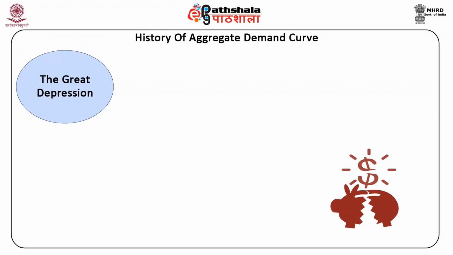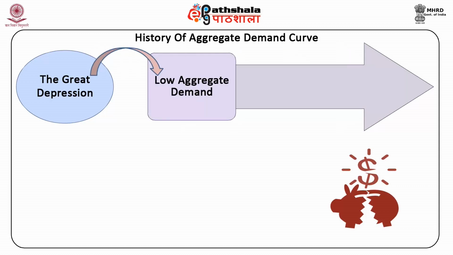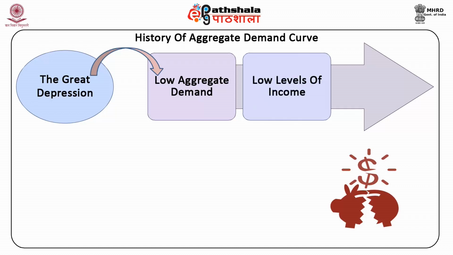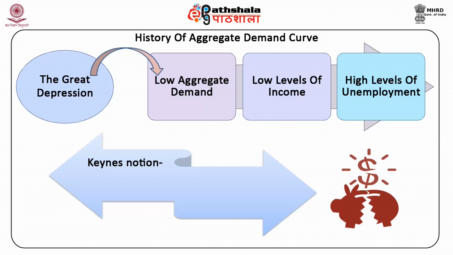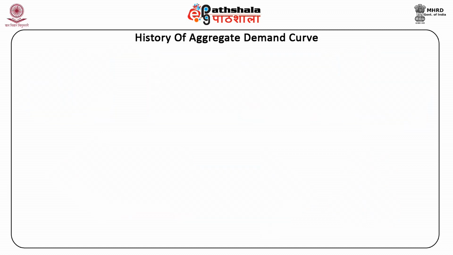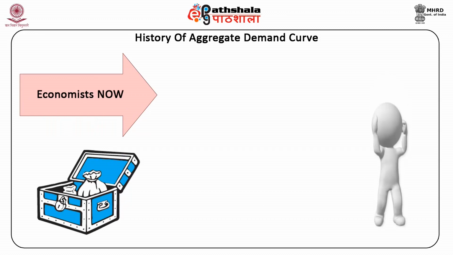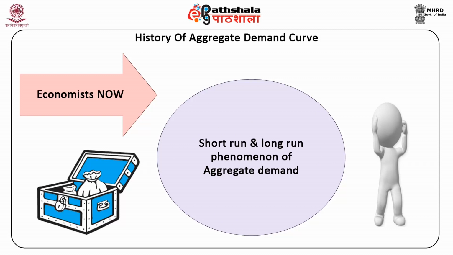However, after the Great Depression from 1929 to 1933, Keynes proposed that the reason behind the Great Depression is the low aggregate demand in the economy, which created low levels of income and high levels of unemployment. Keynes came up with the notion of demand creates its own supply. Economists now have reconciled these two versions into short run and long run phenomena of aggregate demand.